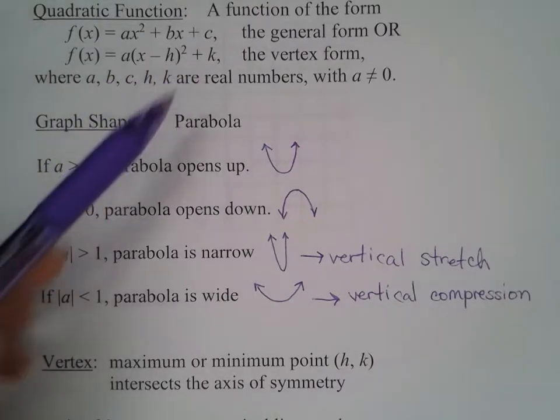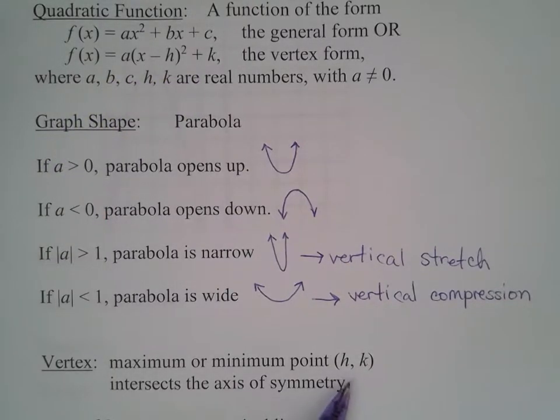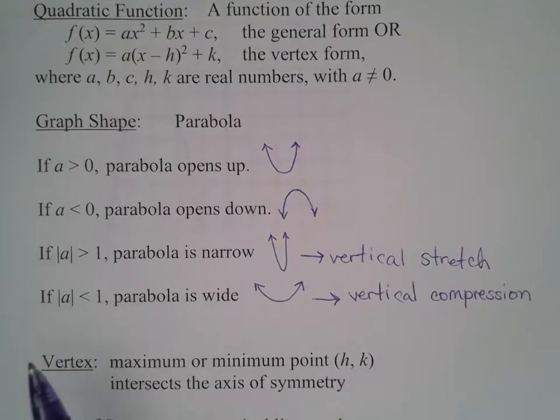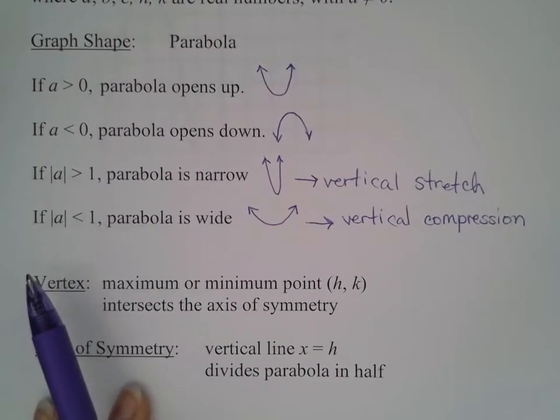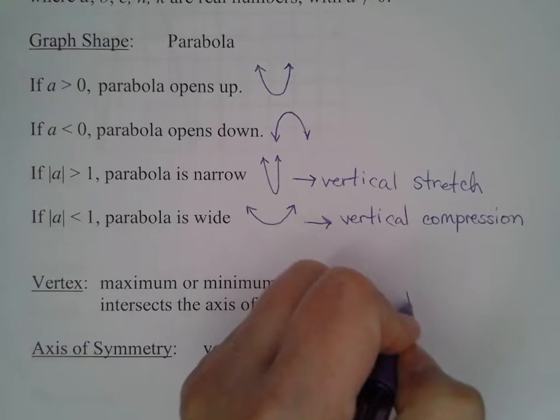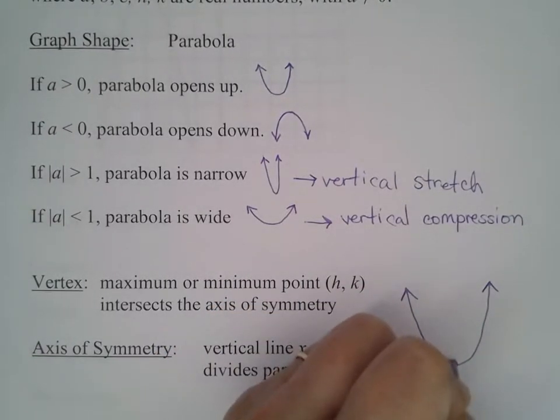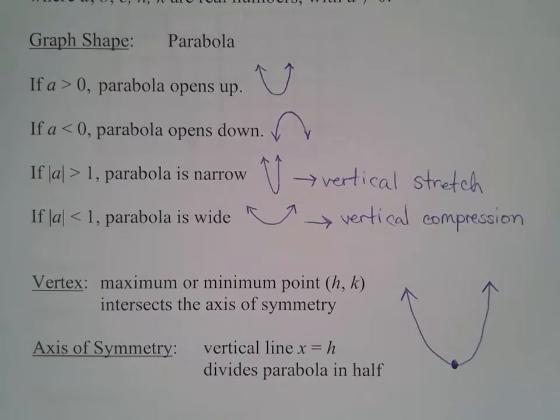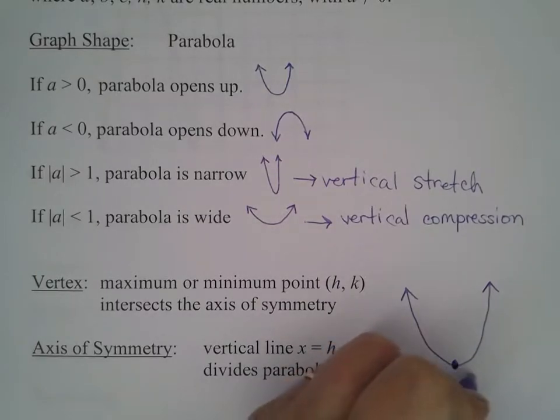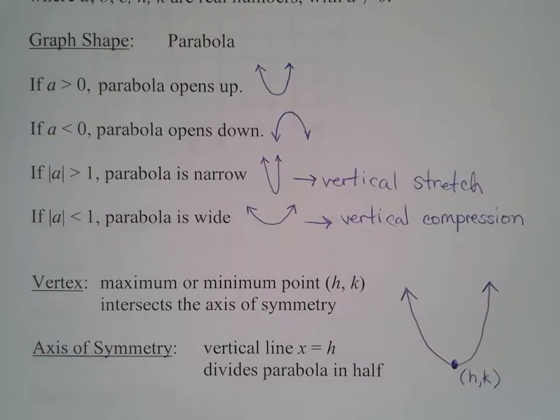All right, so then we take the other variables, the h and the k from this vertex form, and they go together to form the point that is the vertex. The vertex is the maximum or minimum point on the parabola. So if this were our parabola, this one is opening up, so the vertex is a minimum point. If it were opening down, then the vertex, of course, would be a maximum point.